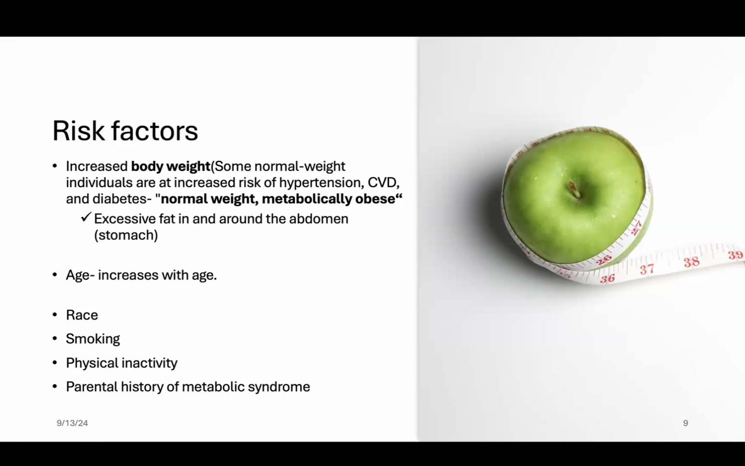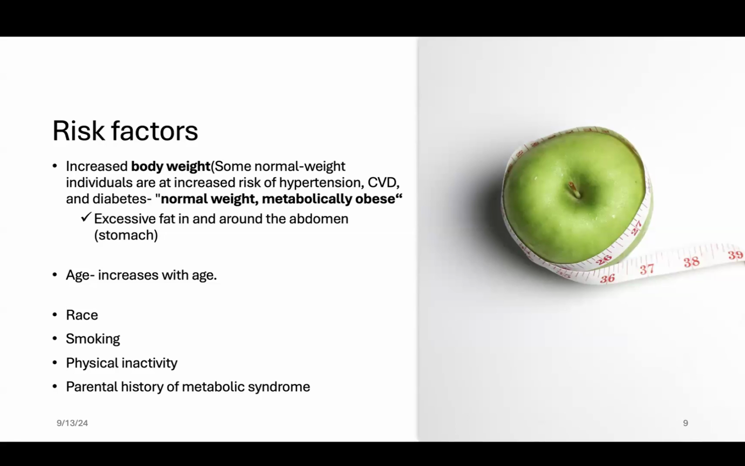Body weight. Increased body weight is a major criterion. But it's important to note that there's a small group of people with normal weight but also have metabolic syndrome. Remember, there are 5 factors. And if you have 3 out of the 5, you qualify or you can be diagnosed as having metabolic syndrome, even though body weight is a major factor.